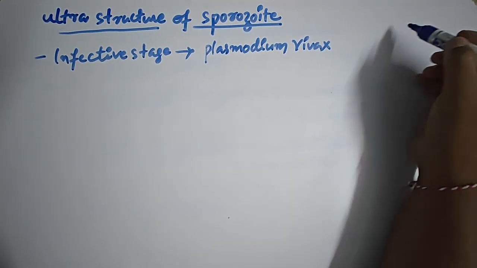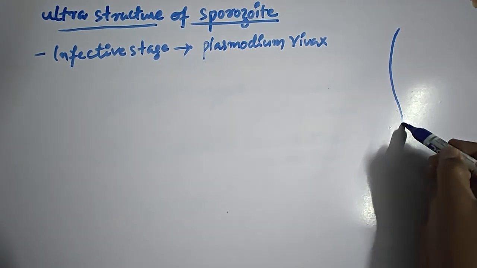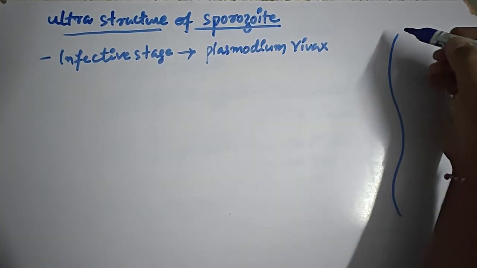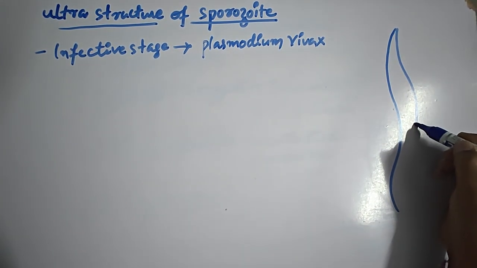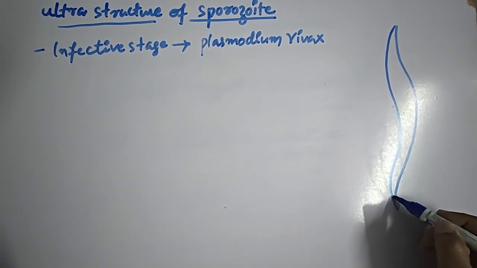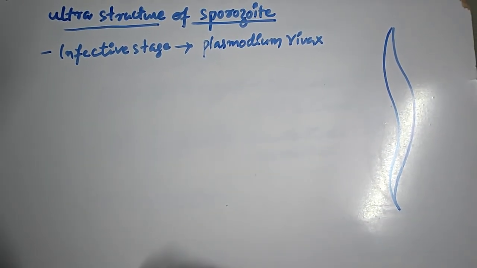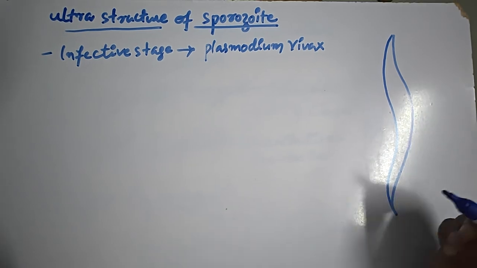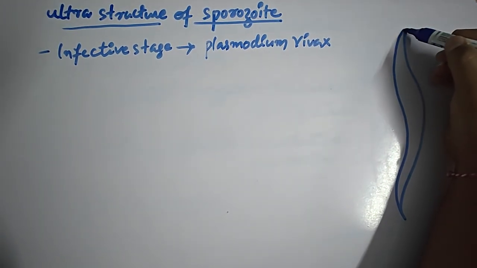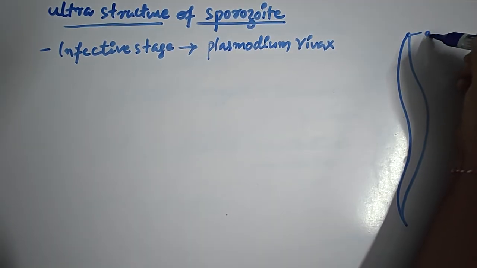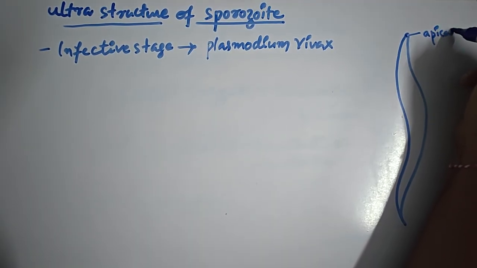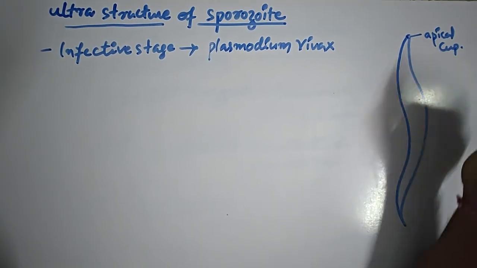So how does it look? It looks like a sickle shaped structure, with pointed ends and the middle part somewhat swollen. There is a depression present at the anterior part, and this depression is called the apical cup.